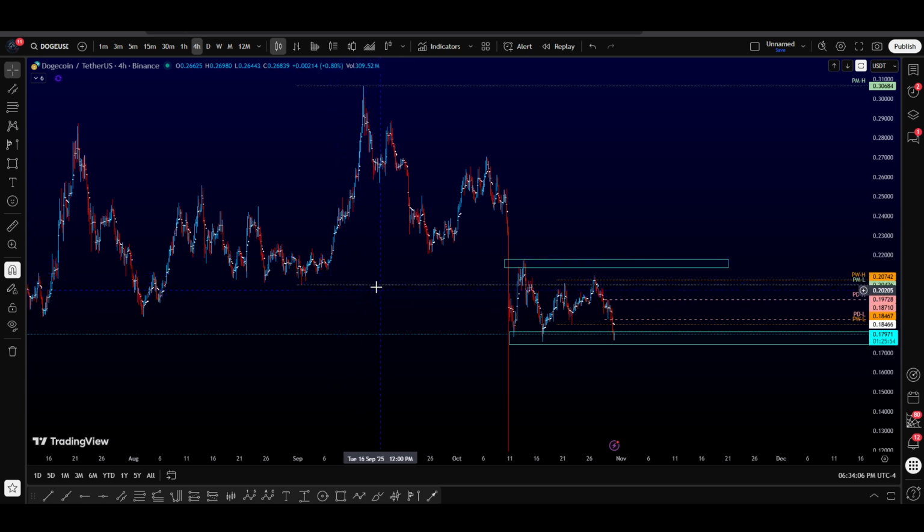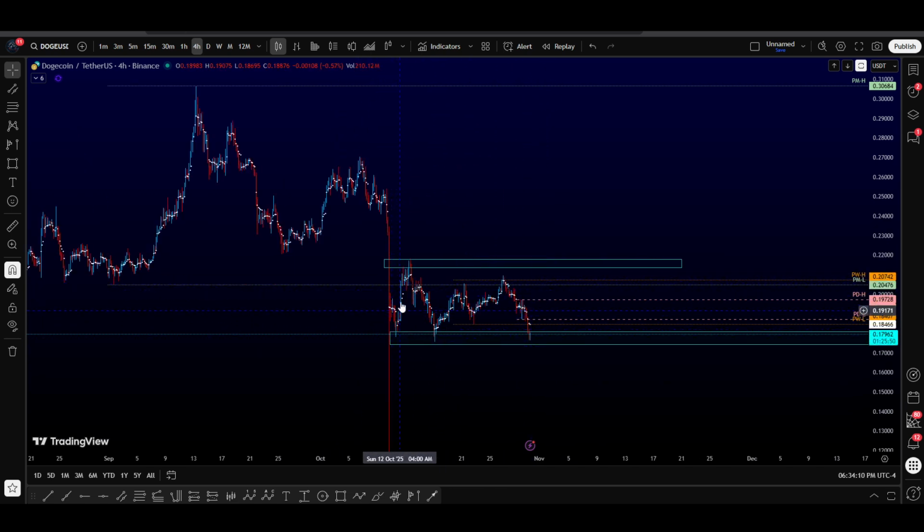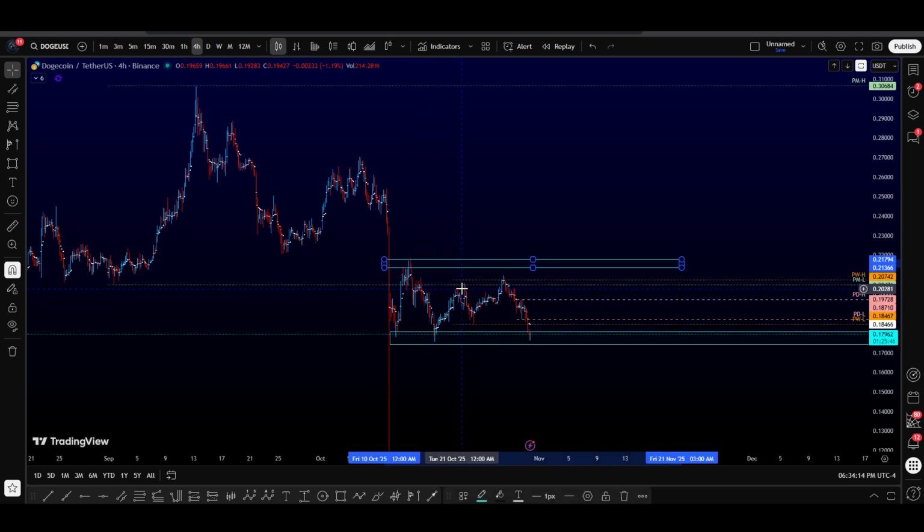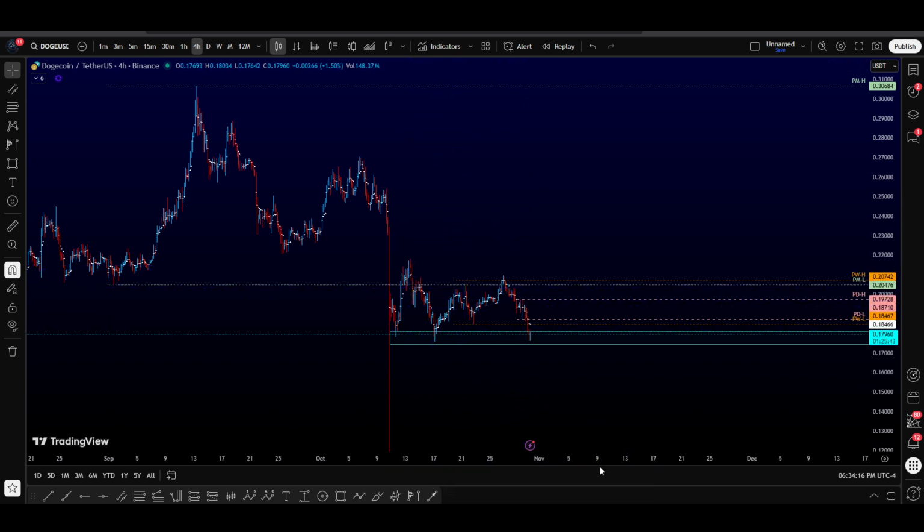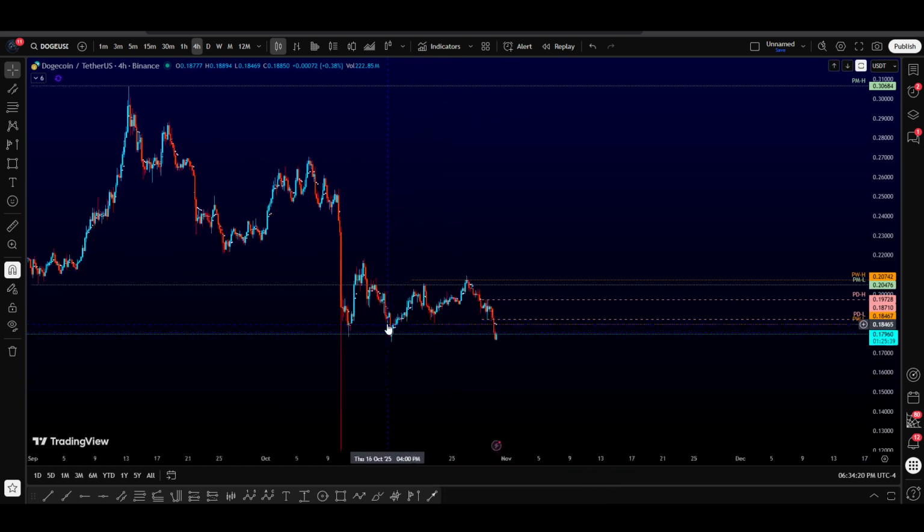We lost the previous month's low. Previous month's low was around 20 cents. We failed to reclaim those lows 3 times, right? Once, twice, and then 3 times. And now we are retesting the lows one more time here.